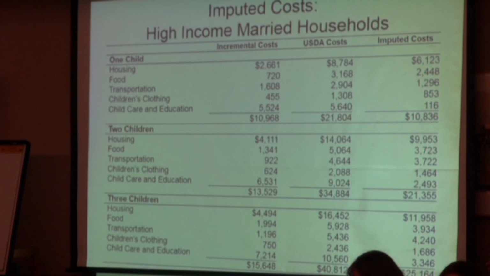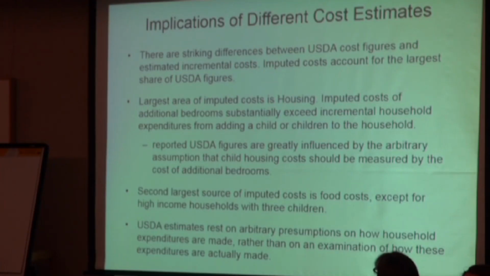Right? And the housing is much less because they would probably have the same house with or without children. Maybe they have a big house, and now they still have the big house, but they use it more for bedrooms. The USDA estimates really rest on arbitrary presumptions on how expenditures are made, and they do that with the legitimate purpose of trying to impute the full opportunity costs. Let's go to the next one.